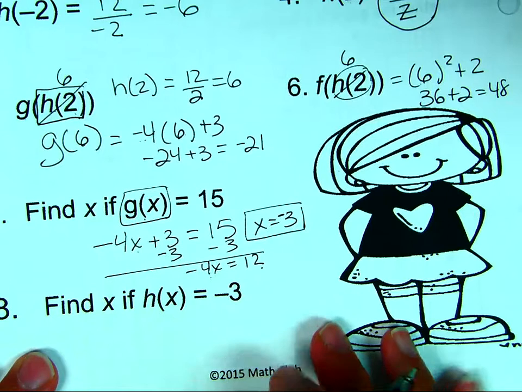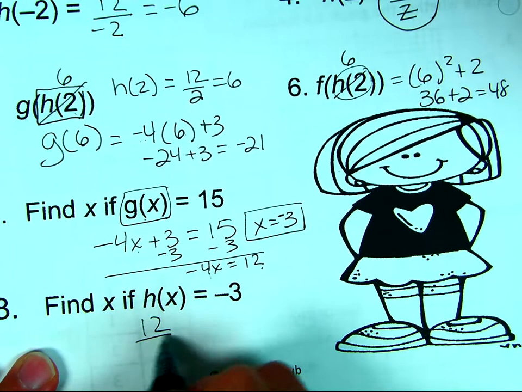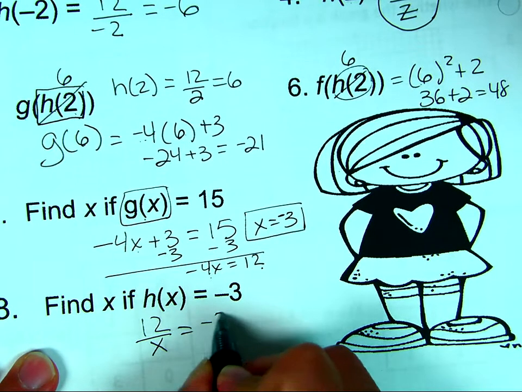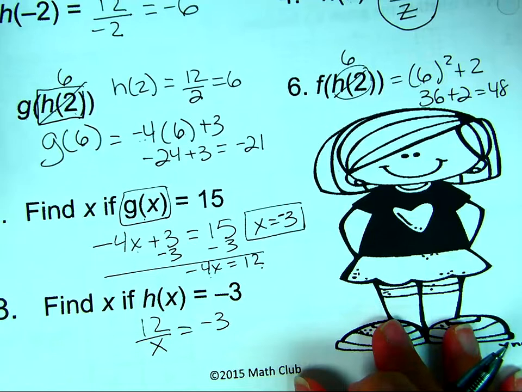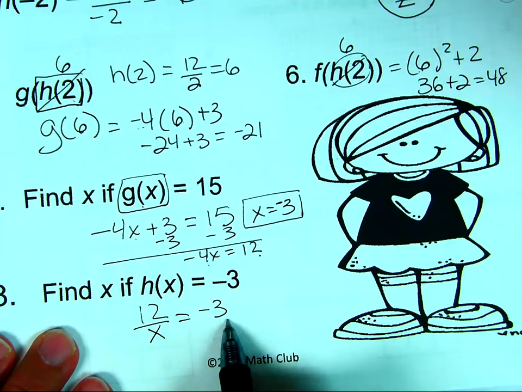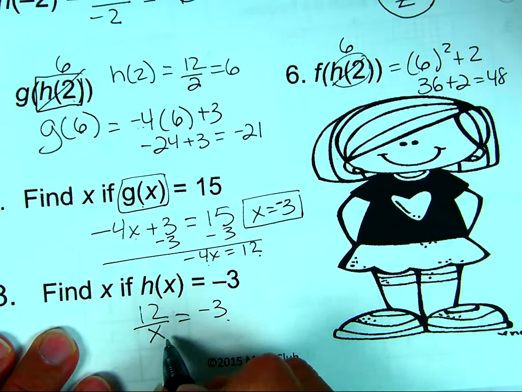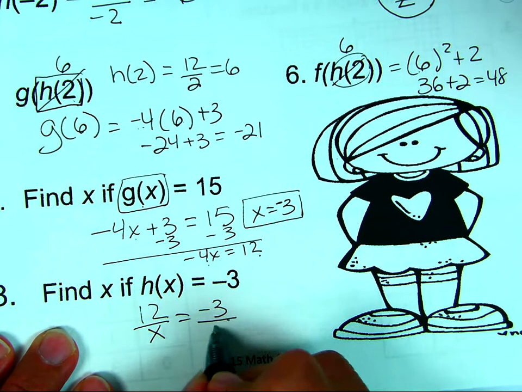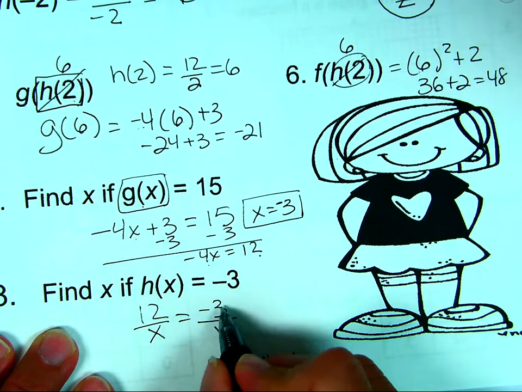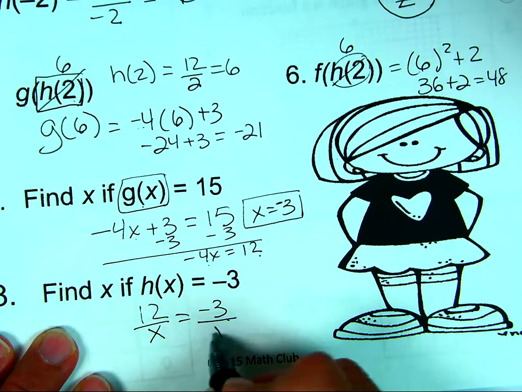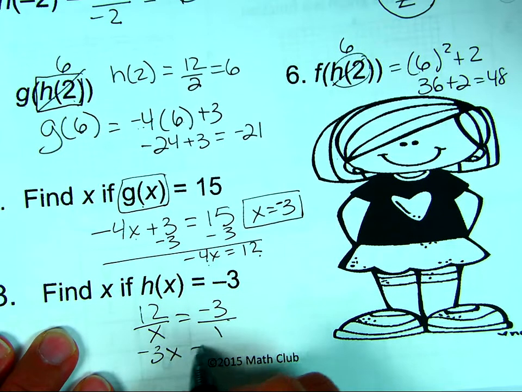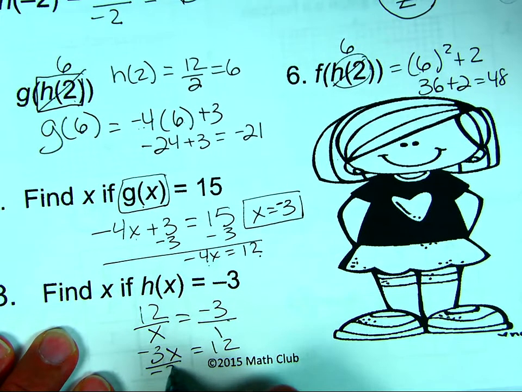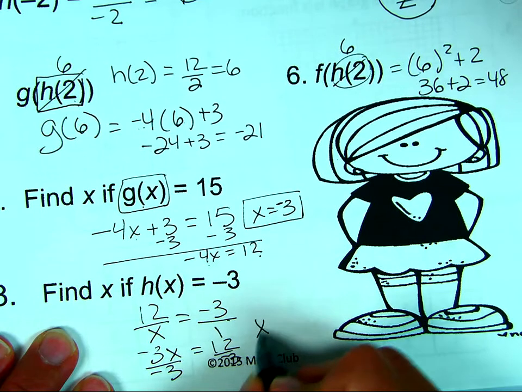Same thing here. h of x was 12 over x. Well, when would that equal negative 3? What would you have to divide 12 by to get a negative 3? Well, you can just think about it. We know that it's probably negative 4, right? But if you didn't know that, you could cross multiply. You could change this to a ratio and then cross multiply. So we'd get negative 3x equals 12, and then we could divide both sides by negative 3. We get x equals negative 4.